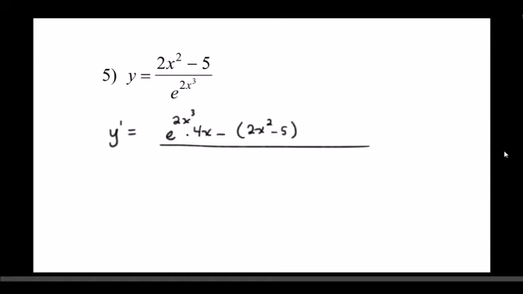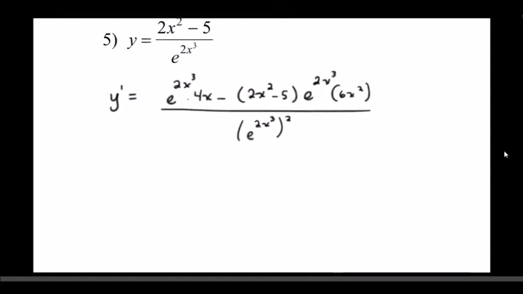d low. So the derivative of the exponential right there is that exponential itself, e to the 2x cubed, times the derivative of the exponent, which is 6x squared, all over low squared. So this is e to the 2x cubed squared.